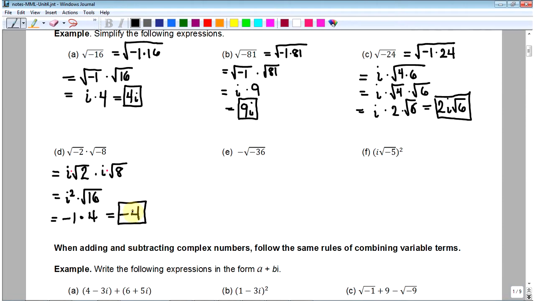Okay, so notice we would not have come up with that if we multiplied our radicands together as our first step. So when you're dealing with imaginary numbers, you need to get it in terms of i before you multiply your radicals together.